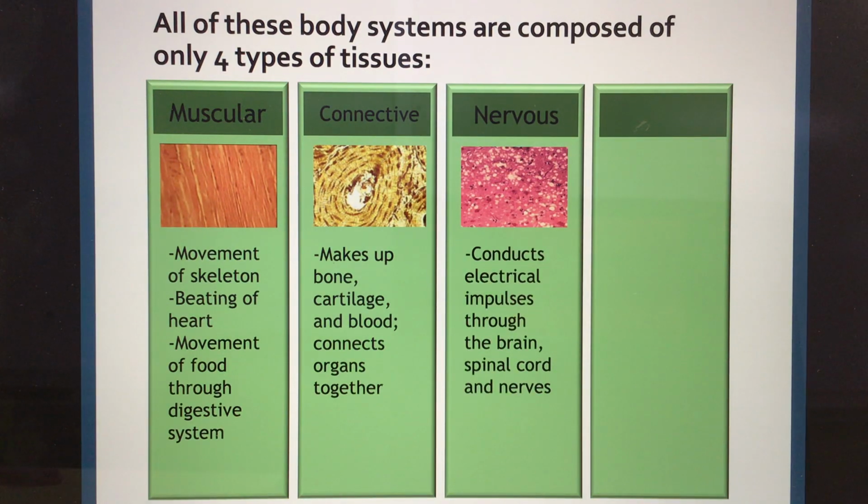Nervous tissue. Okay, so obviously, your nerves are stimulating. They're sending signals from place to place, like electrical impulses. So the nervous tissues, they conduct electrical impulses through the brain, the spinal cord, and the nerves. So that tissue is running a lot of your senses and the reactions from those stimulations.